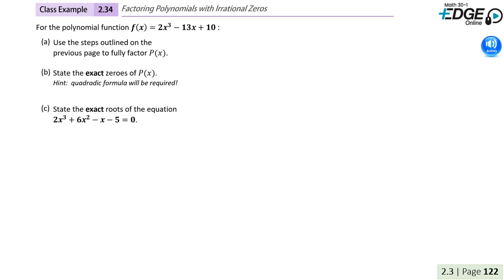Class example 2.34 will ask us to use not only our integral zero theorem and factor theorem, but will also challenge us to bring in some of our knowledge from Math 20-1. We're given a polynomial function f of x equal to 2x cubed minus 13x plus 10. And first we're asked to fully factor this polynomial.